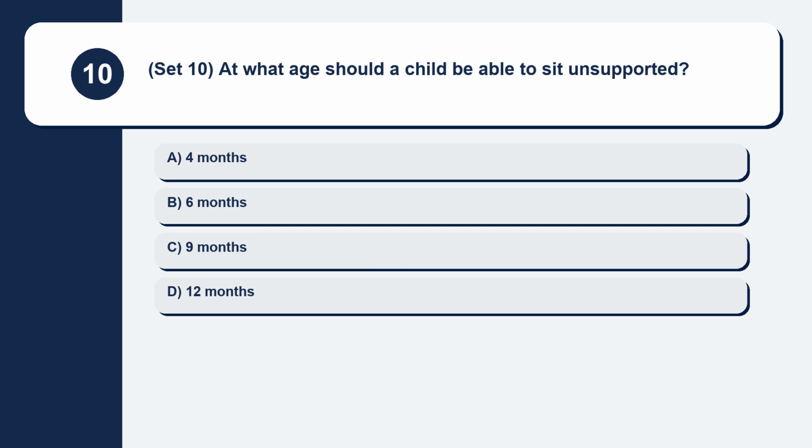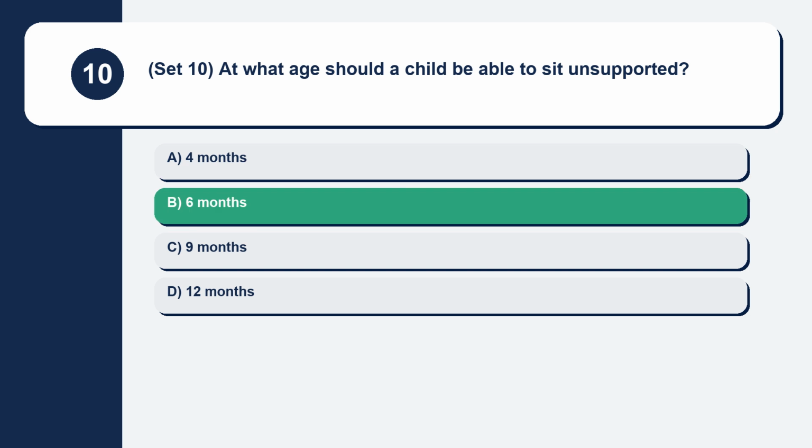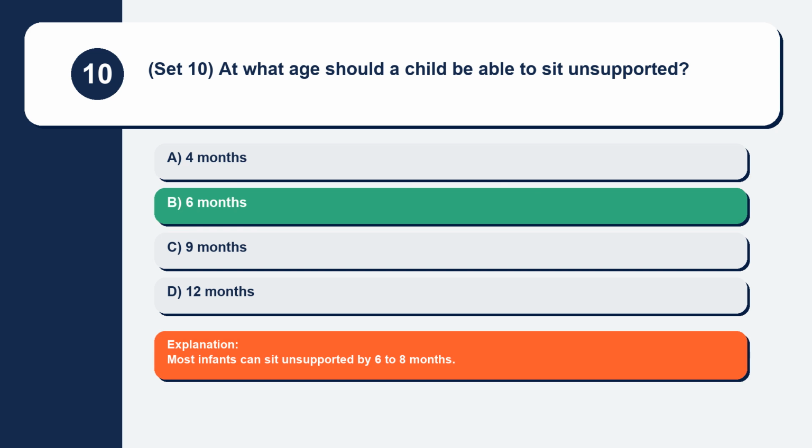Question 10. Set 10. At what age should a child be able to sit unsupported? 4 months, 6 months, 9 months, 12 months. Most infants can sit unsupported by 6 to 8 months.